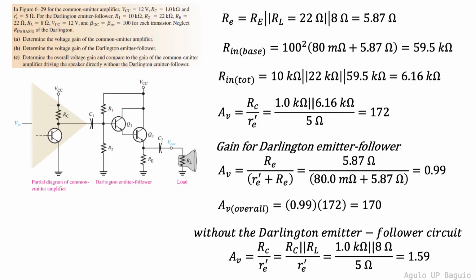If the Darlington emitter follower were not present, then the output signal sees both the collector resistance of 1 kilo ohm and the load resistance of 8 ohms. The effective collector resistance would then be 7.94 ohms and the gain would just be 1.59. We now see the significance of the Darlington emitter follower in maintaining the large voltage gain between the common emitter amplifier and the load, which is very, very small.